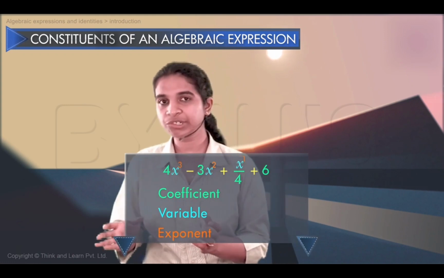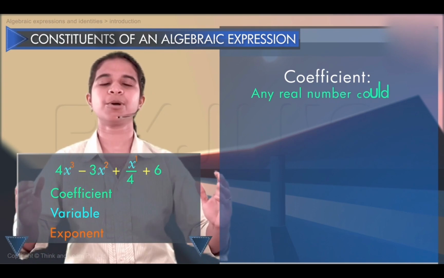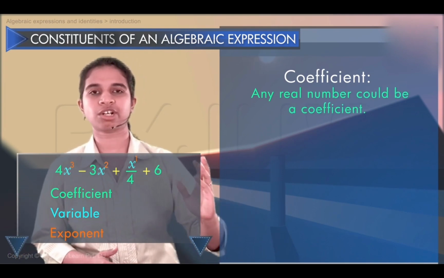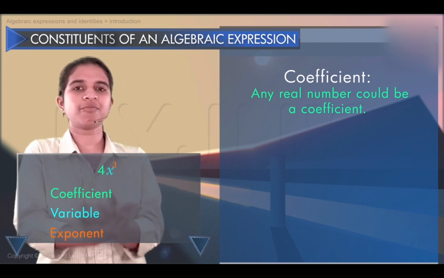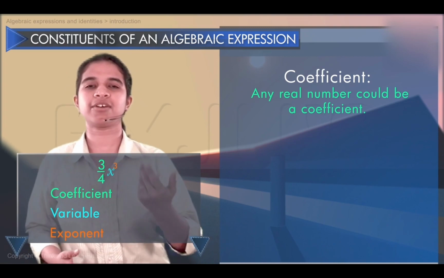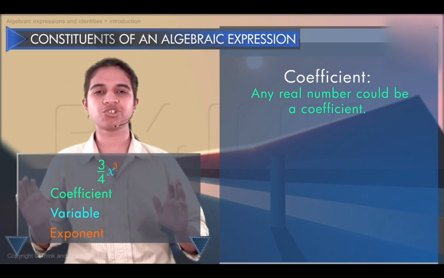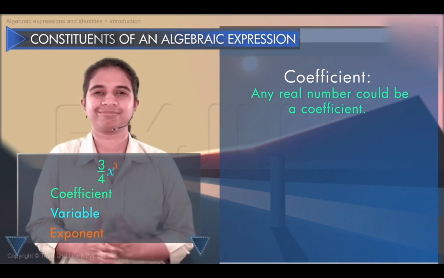Now, let's see, are there any conditions on these? Can I have any coefficient? The answer is yes. You can have any coefficient, any real number could be a coefficient. No restrictions at all, right? So it need not be positive, for example. This is plus 4, right? It could have been minus 4. It need not be a whole number. It can be a fraction, right? It could be 3 by 4. Does not matter. No conditions at all. Any real number could be your coefficient.